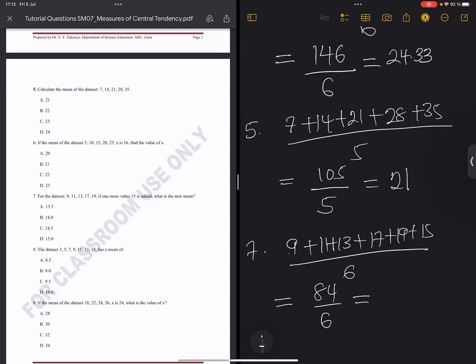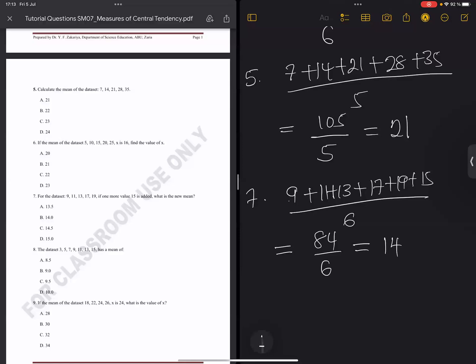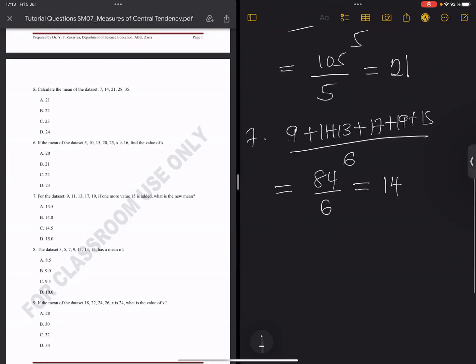And 84 divided by 6 is what? I got the answer to be 14 here. Yes, so the answer is 14. The answer is B. Please, you have to be very careful when you are pressing the numbers and when you are doing your division, so that you don't press the wrong digits in order not to have the wrong answer. So this is clear. Then we go to the next problem.